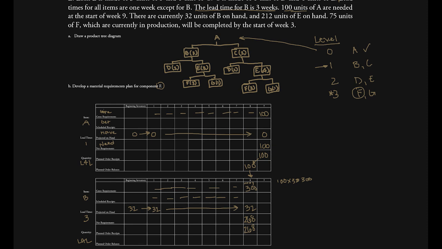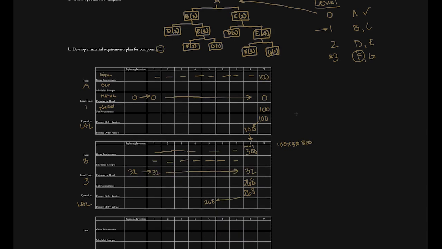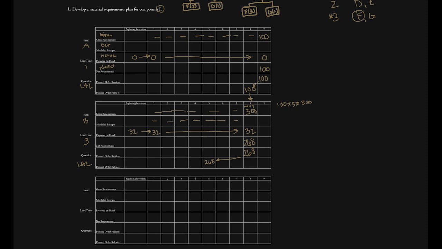When are we planning on ordering the 268? Not 1 week. We have a lead time of 3. So 1, 2, 3 weeks would bring us back to week 5. I'll just draw the arrow over here for you to see. And that completes the section for part B. So now we'll head down to item C.